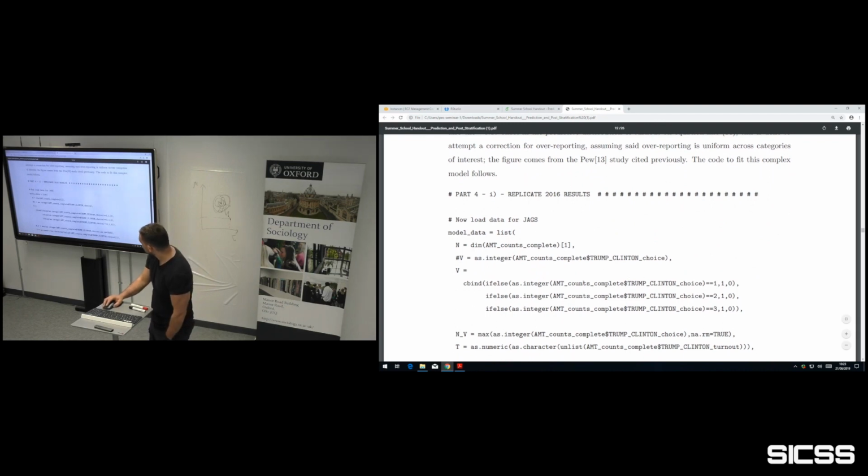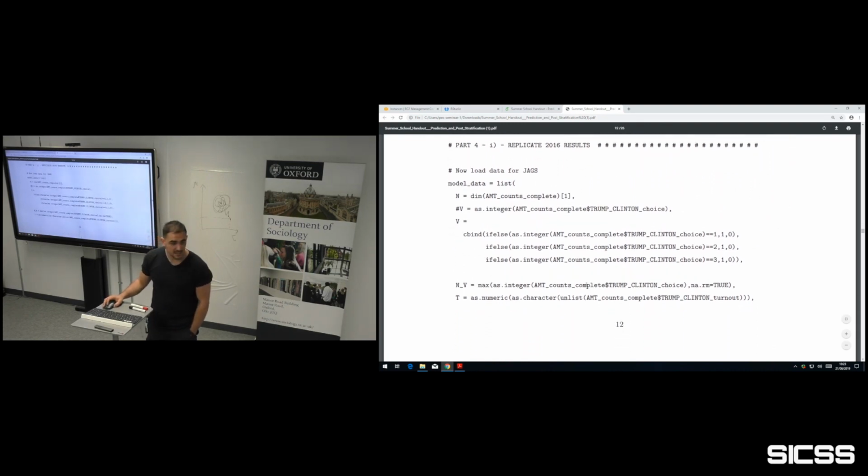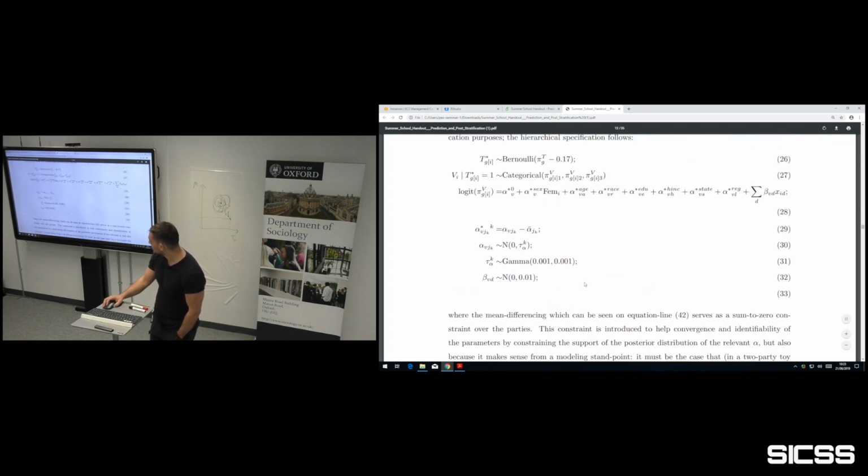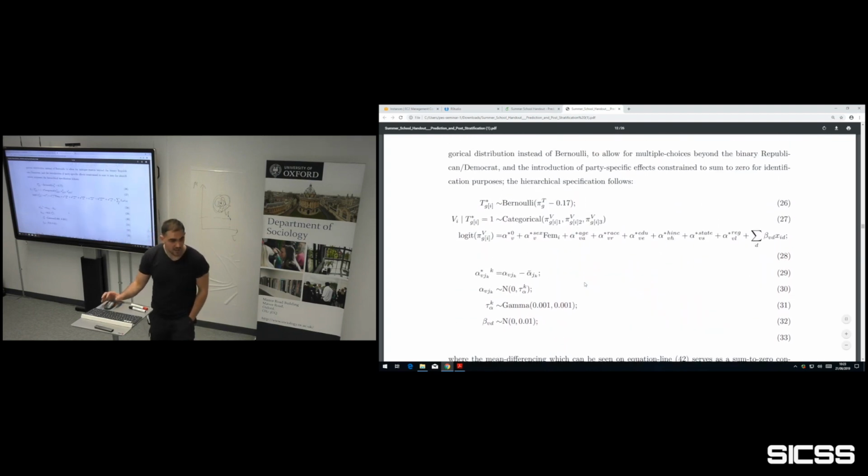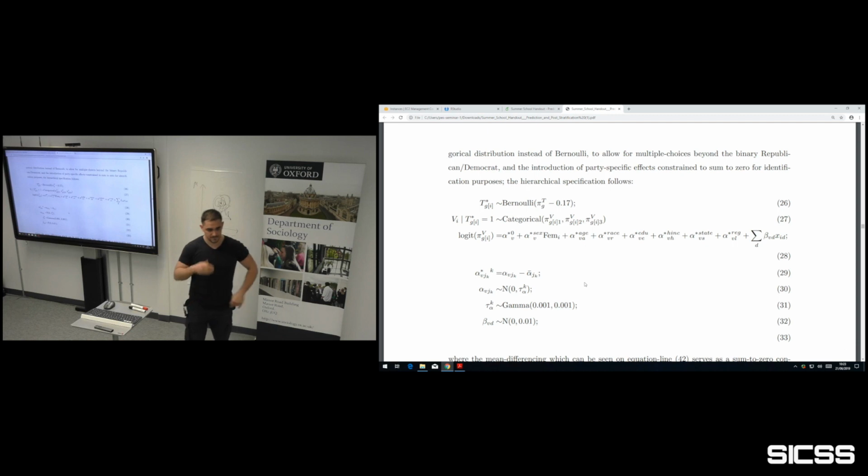Sorry, can you go back to the... I really didn't get what you were saying with regards to the sum to zero. I think that we want all the effects to sum to zero. Yes, we want the effects to sum to zero. That's right.